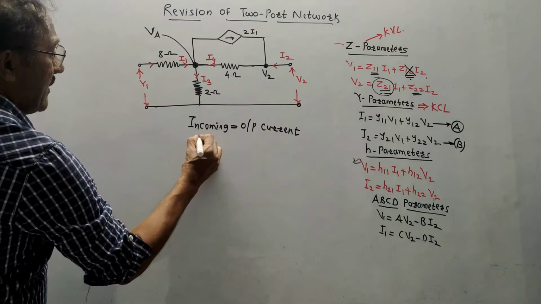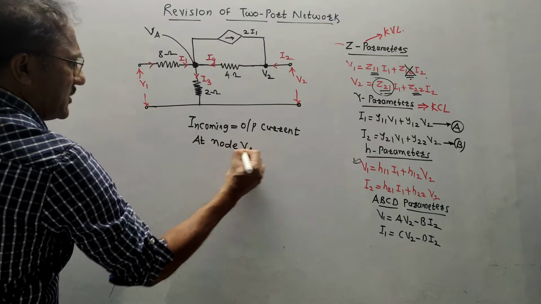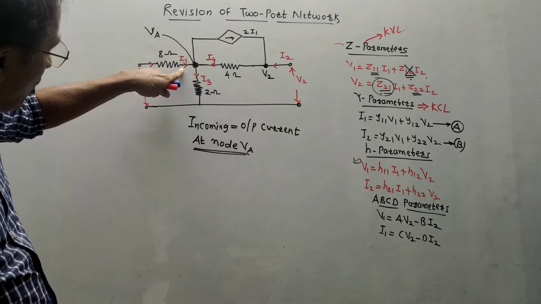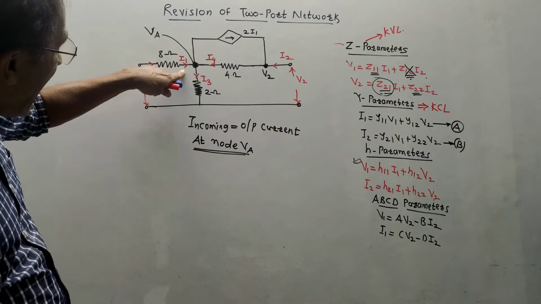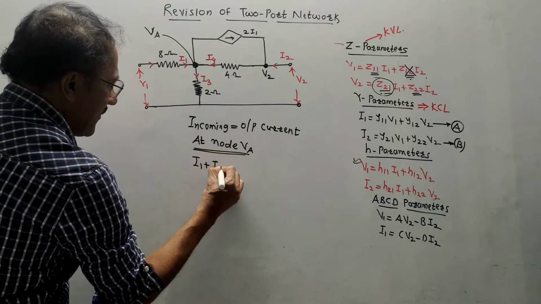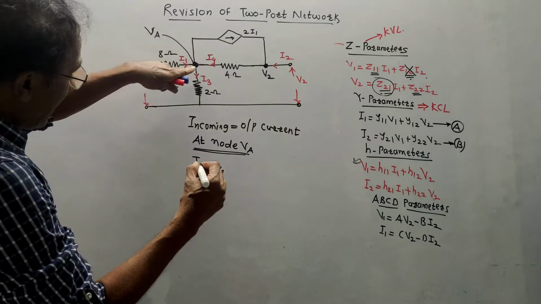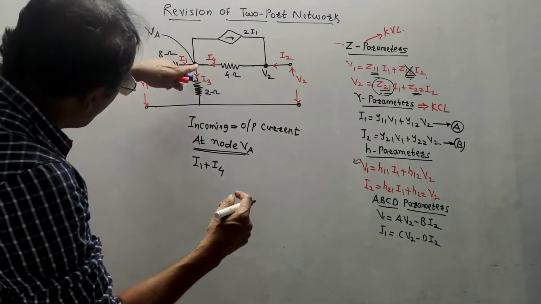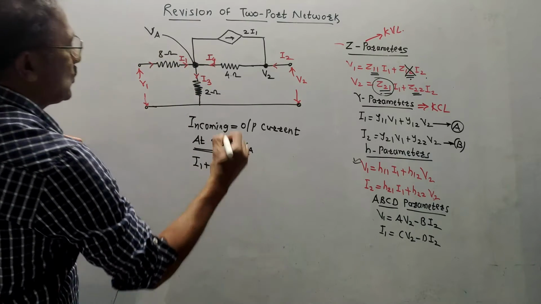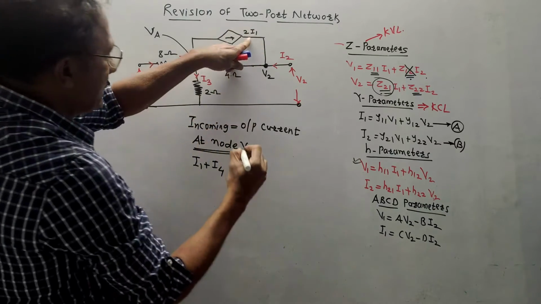Now apply KCL at node VA. It's very simple. Incoming currents at node VA are only I1 and I4. So I will write at the LHS I1 plus I4. See, what is the formula? Incoming current is equal to outgoing current. Incoming currents are flowing towards VA, so it is I1 and I4. So I have written I1 plus I4 is equal to the outgoing currents, which are this current and this current, that is 2I1.